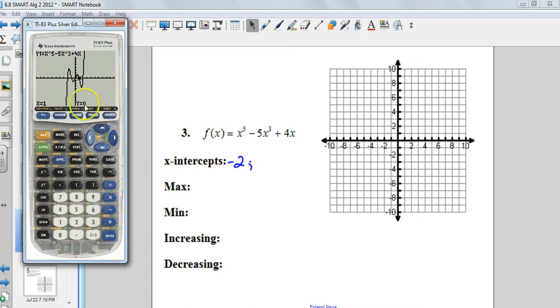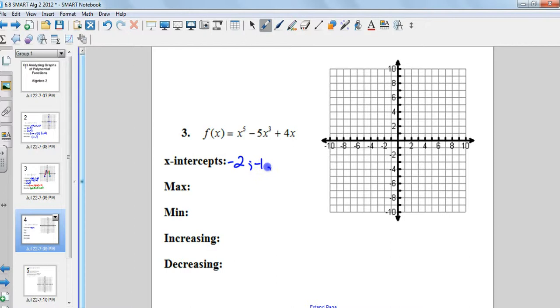Man, I'm on fire. I think this guy's a 2. Now, this will only work if I think these are whole numbers. If they're not whole numbers, don't bother doing this method. So we had 5 x-intercepts. They're all pretty nice. We had negative 2, negative 1, 0, 1, and then 2.